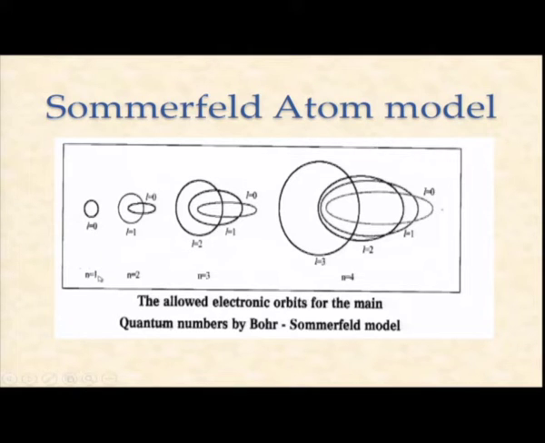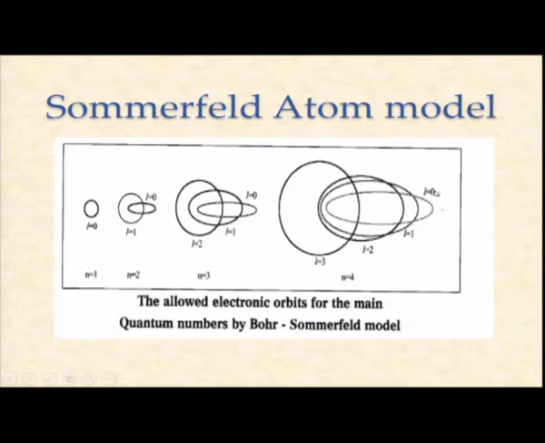When n is equal to 1, L can have only one value, 0, then automatically the orbit will be in circular form. When n is equal to 2, L can have two values, 0 and 1. For 0 it's a circular orbit, then for 1 it's an elliptical orbit. So as the L value decreases, the ellipticity of the orbital decreases. That's the understanding from this pictorial explanation of the Sommerfeld atom model.